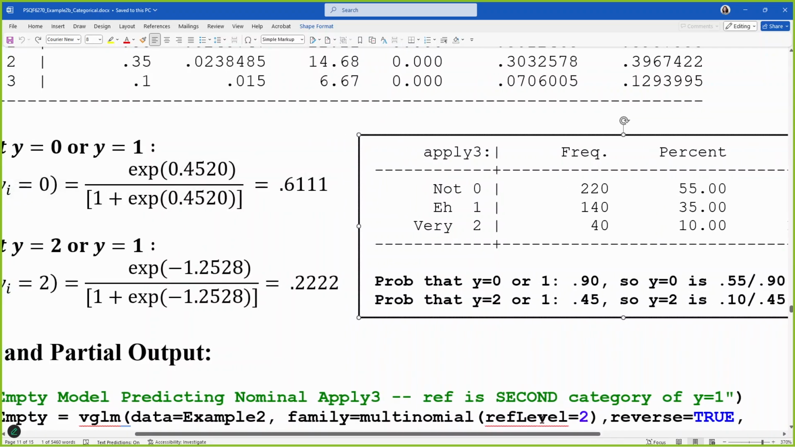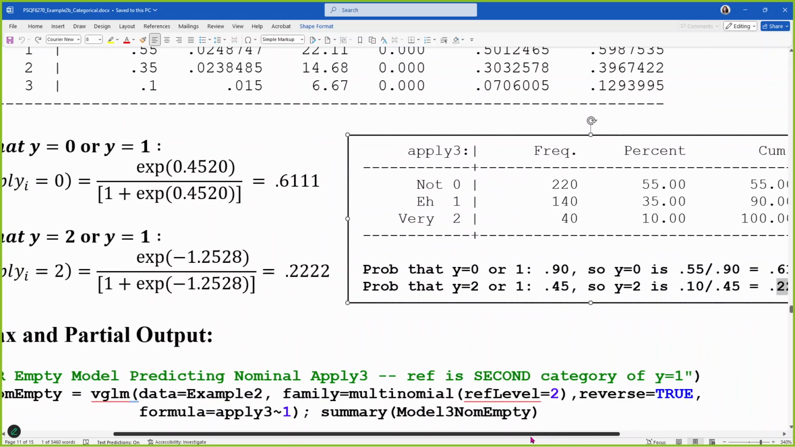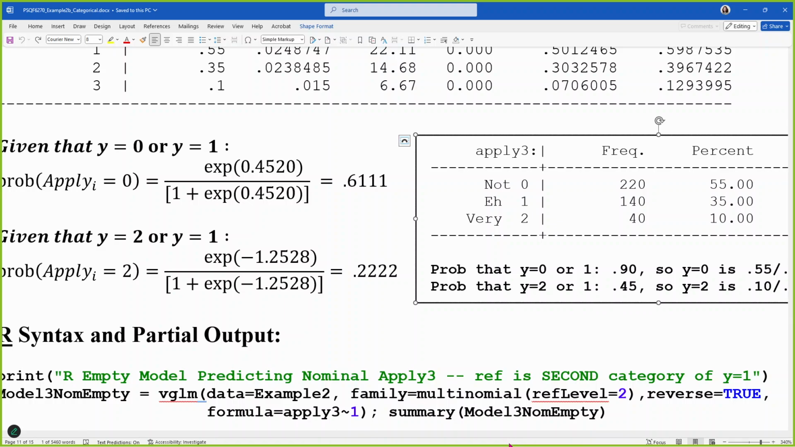Okay, does that make sense, or do you want to hear more or again? Maybe give us like an example, like theoretically, of when you would use a nominal model? Is that what you're asking? Or how the parameters work? How the parameters work.